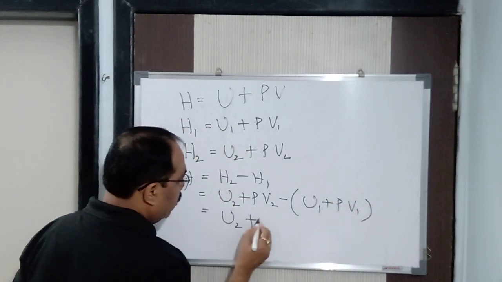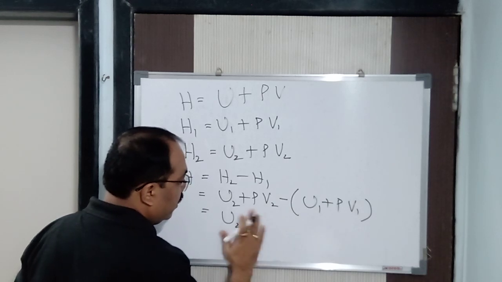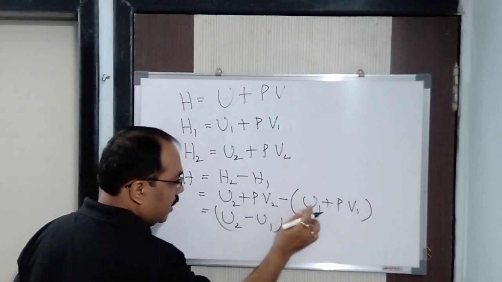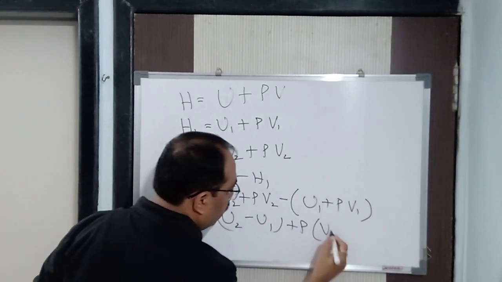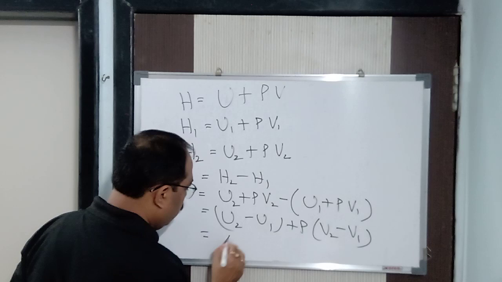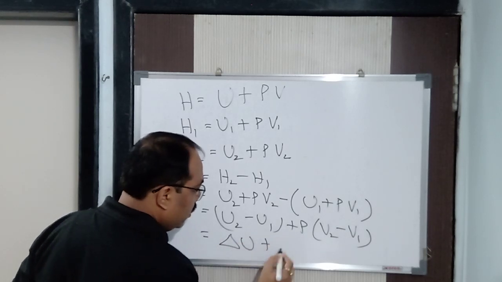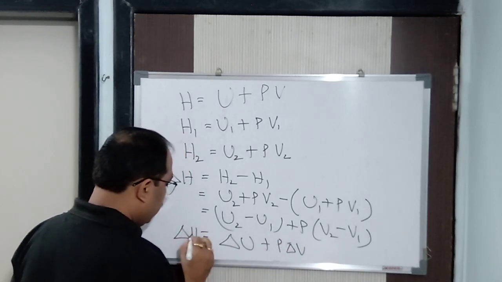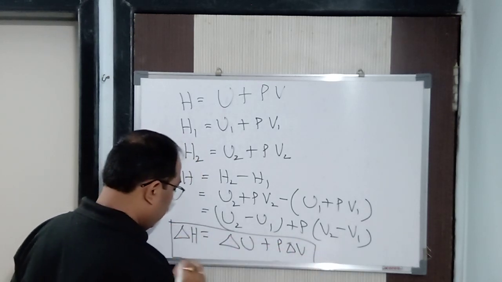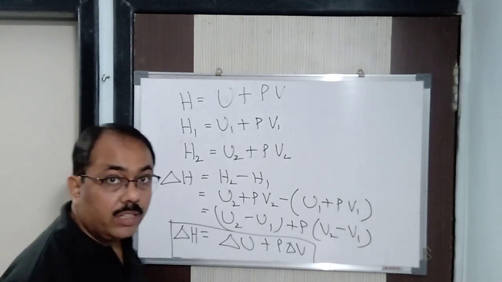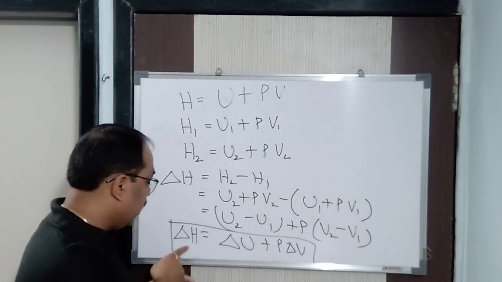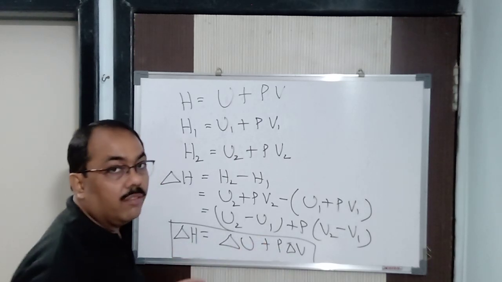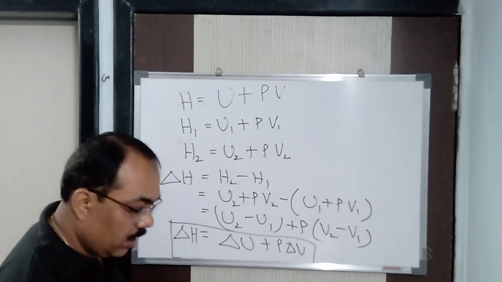So we can write it in this way, U2 plus PV2. I can open the bracket and write it as U2 minus U1, and P goes common, V2 minus V1. U2 minus U1 is del U and V2 minus V1 is del V. So hence I got it, del H is equal to del U plus P del V. Understood now from where I got the formula? I told you, we will derive it. Alright, so del H we can write as QP and this I can write as QV. Already said, QP is equal to QV plus P del V. Clear? So now we got it.